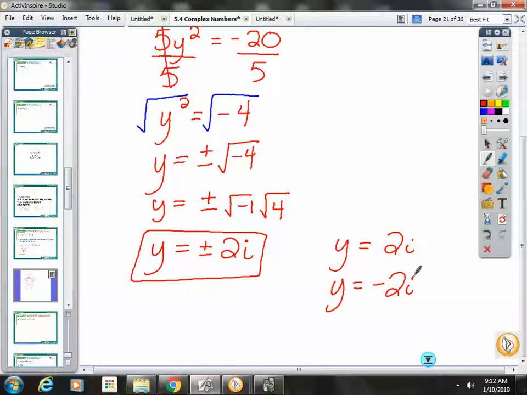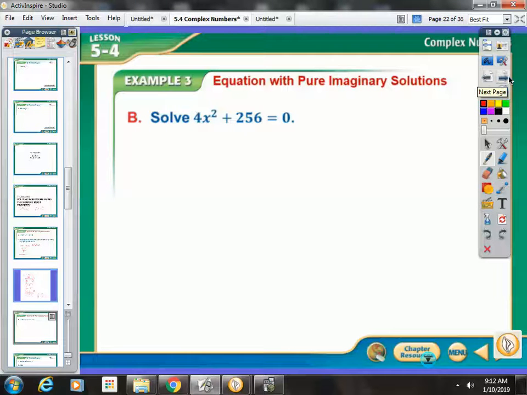Let's try another one. 4x squared plus 256 equals 0. We're not going to graph this one. I'm going to tell you that it has no real solution. The solutions are imaginary. So let's solve this. To get x squared by itself, what would you do first? So let's subtract 256 from both sides. We have 4x squared equals negative 256. What would you do in the next step?